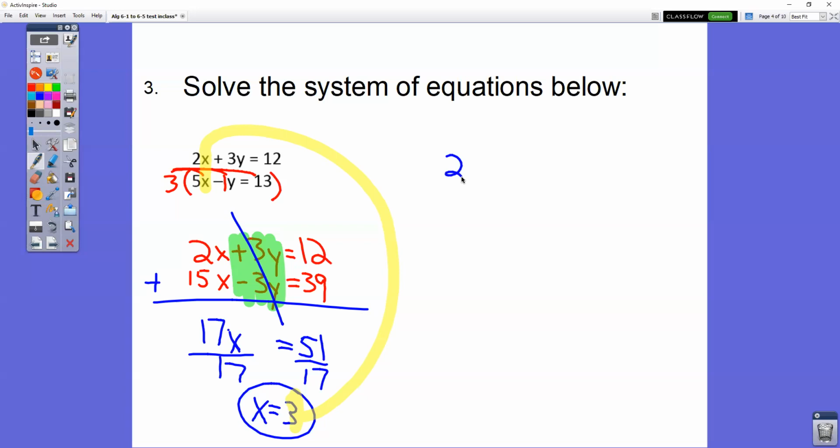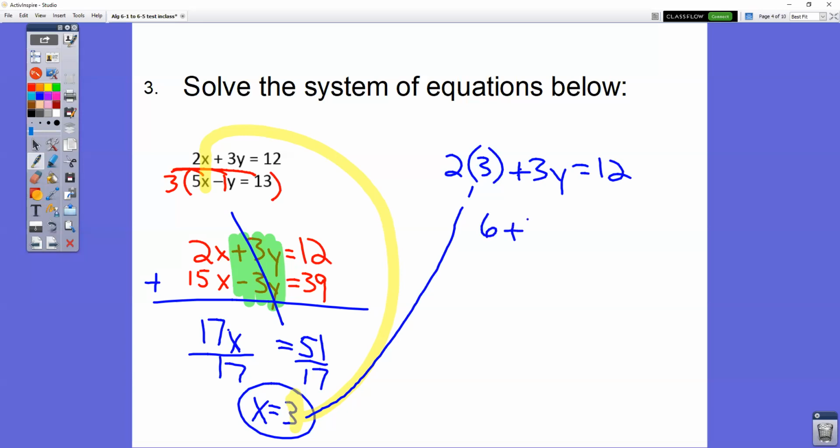So instead of 2 times x, I'm going to do 2 times 3. Again, where am I getting that 3 from? I'm getting that 3 from my answer right there, because that's what x is. So instead of 2 times x, I have 2 times 3 plus 3y equals 12. Now it's just a two-step equation. We need to multiply those together first. So we have 6 plus 3y equals 12.